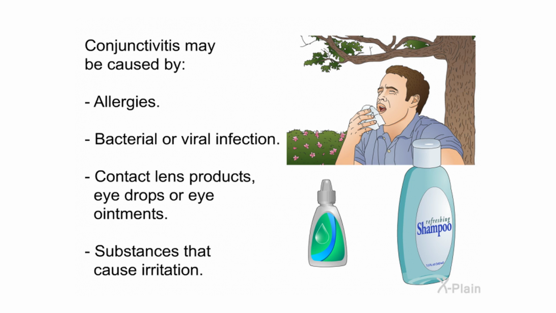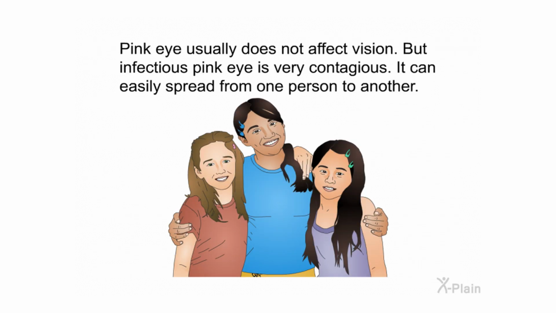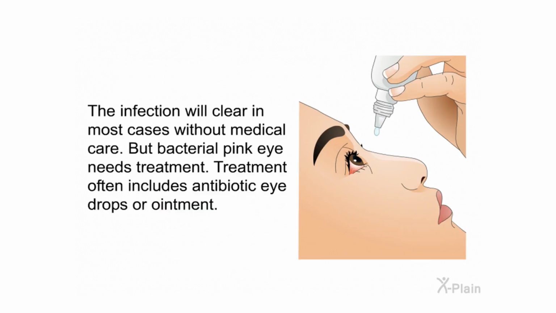Conjunctivitis may be caused by allergies, bacterial or viral infection, contact lens products, eye drops or eye ointments, substances that cause irritation. Pink eye usually does not affect vision, but infectious pink eye is very contagious. It can easily spread from one person to another. The infection will clear in most cases without medical care, but bacterial pink eye needs treatment. Treatment often includes antibiotic eye drops or ointment.